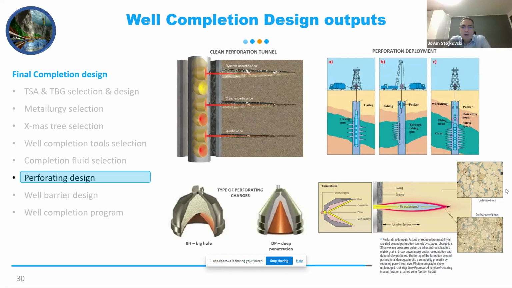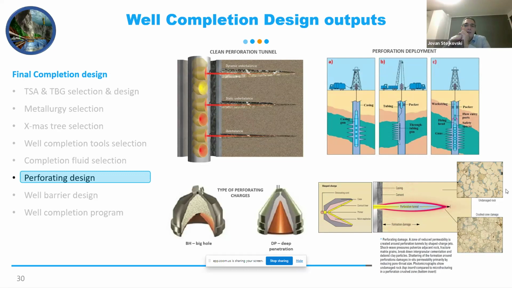So what can we use here? We can use casing guns, which are run on the wireline through casing, basically together with TCP, tubing conveyed perforation. Those charges can be much, much bigger. If we are running our perforation gun through an already installed system, through tubing, then you can assume that this gun can be much smaller, the charges smaller, so that the penetration inside the reservoir will be smaller.